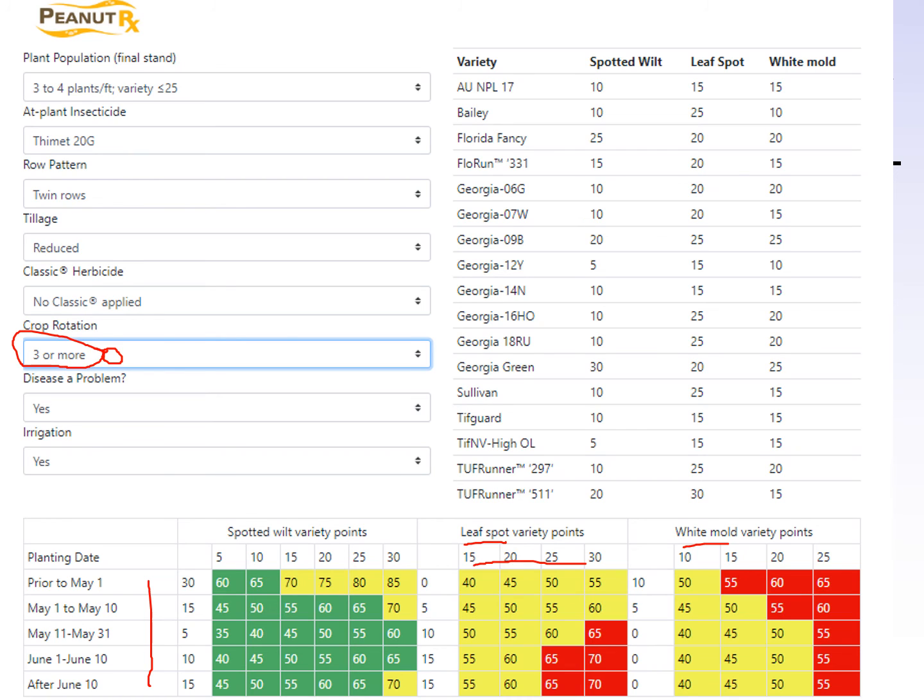There's really no impact, if you noticed, on spotted wilt, but on these fungal diseases there's a huge impact of rotation, and that will be important when we start looking at the disease risk of the individual varieties, because of course if you're planting a 20-point risk variety, you would need to wait until later in the planting season to reduce your risk, compared to planting a 10 or 15-point variety when you could plant earlier in the season, maybe even as early as May 1 to 10, to get that same lower risk category.